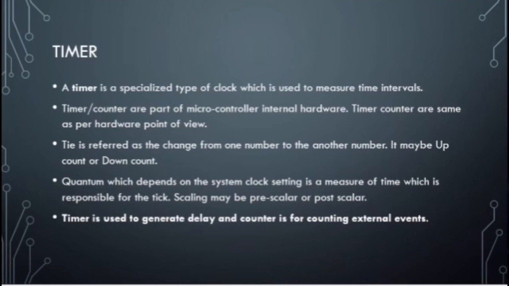Quantum, which depends on the system clock setting, is a measure of time which is responsible for the tick. Scaling may be pre-scalar or post-scalar. A timer is used to generate delay and to count external events. In a timer, we use it like an alarm or a clock. We set the timing and the process will run in that particular timing.